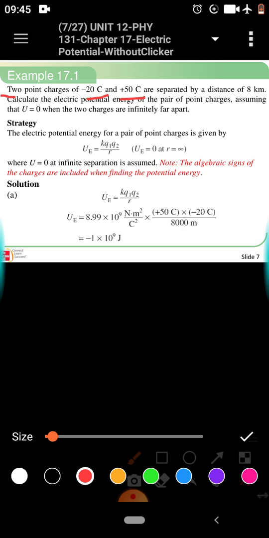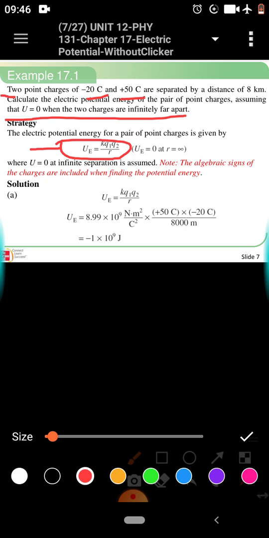So this is a very important definition, though there's nothing much more to it than that: it validates this equation. The strategy is that the electric potential energy of a pair of point charges is given by this whenever we have this initial condition. This would be an initial condition, if I can talk in the language of maths. Here, this would be the equation.